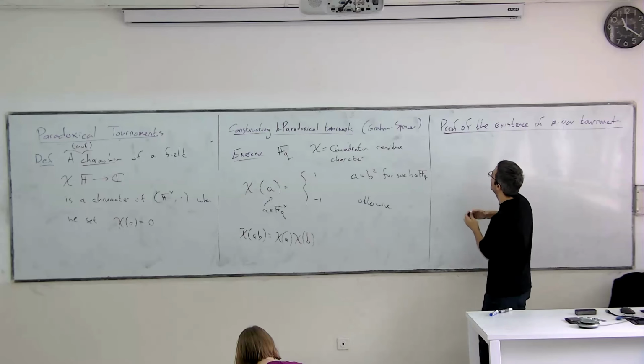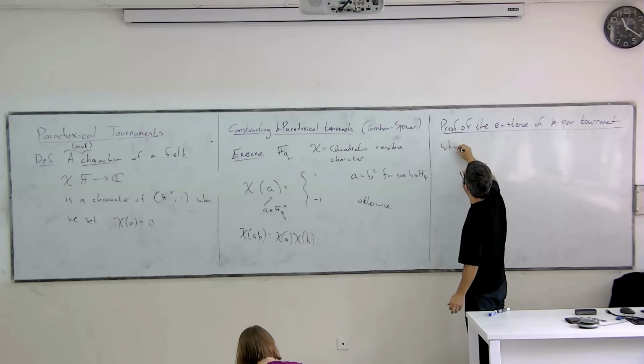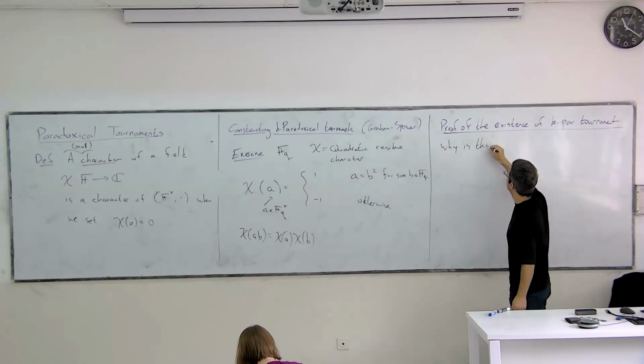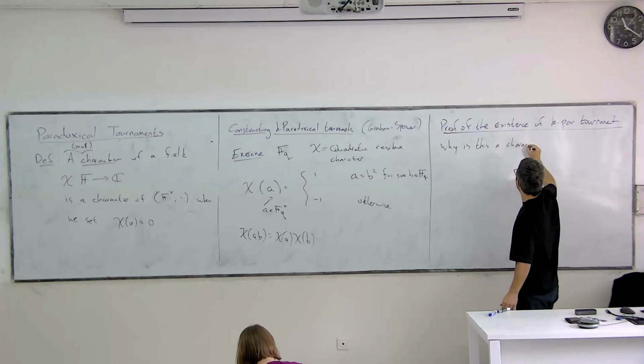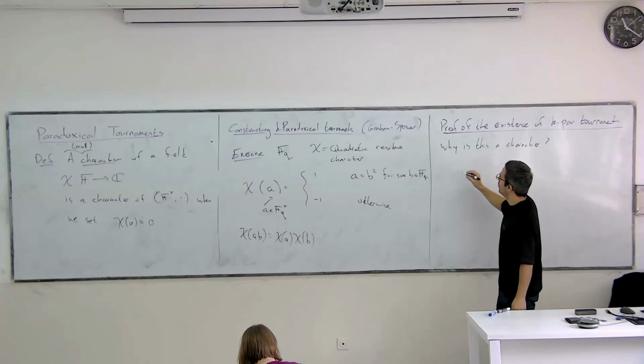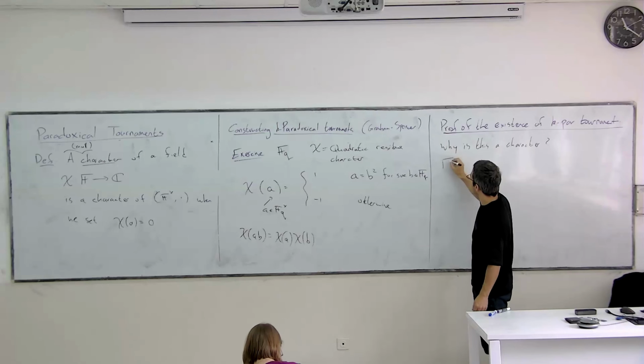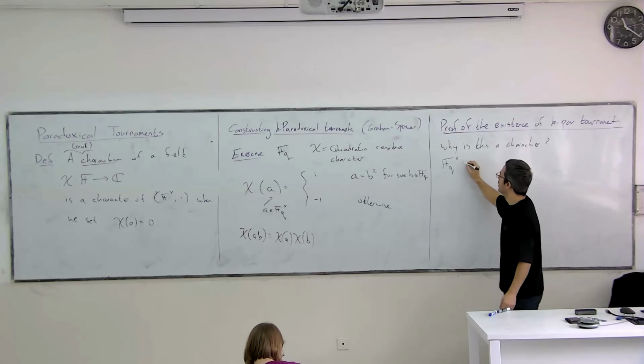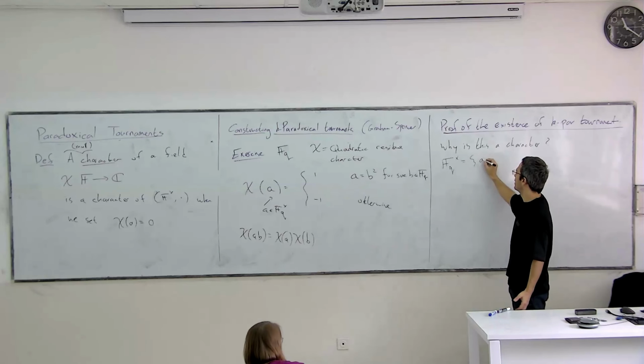Right, so what does it mean? Also, why is this a character? The point is that the multiplicative group is the same thing as g to the k, where k runs from 0 all the way up to q minus 2, for some generator g in F.